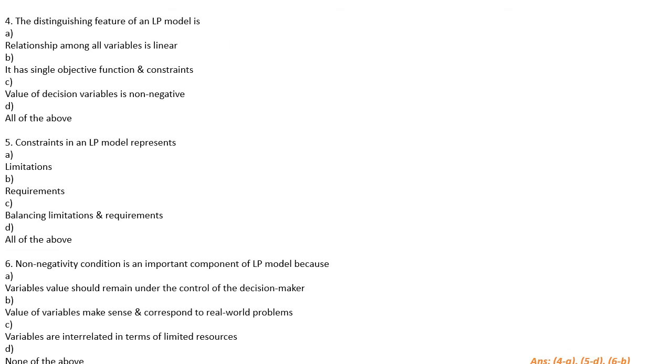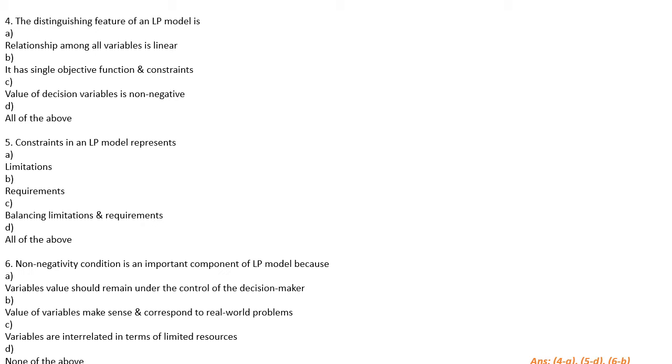Fourth, the distinguishing features of an LP model are: option A, relation among all variables is linear. Option B, it has a single objective function and constraints. C, value of decision variable is non-negative. D, all of the above. The correct answer is option A, relationship among all variables is linear.